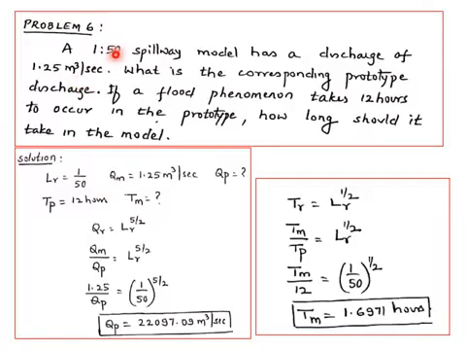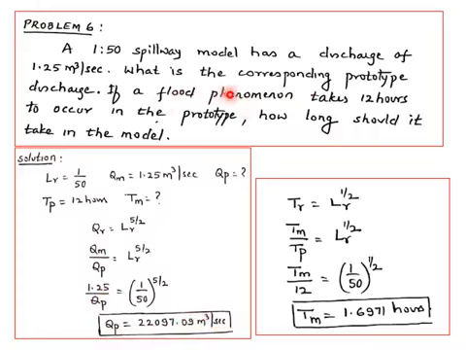Now we have a 1:50 spillway model, so LR is 1:50, and the discharge in the model is 1.25 meter cube per second. We have to find the corresponding prototype discharge, Qp. Since the discharge is asked, we should use QR, that is LR to the power of 5 by 2, where Qm by Qp is LR to the power of 5 by 2. The discharge in the model is given, so that enables us to find the discharge in the prototype, which is 22,097 meter cube per second.